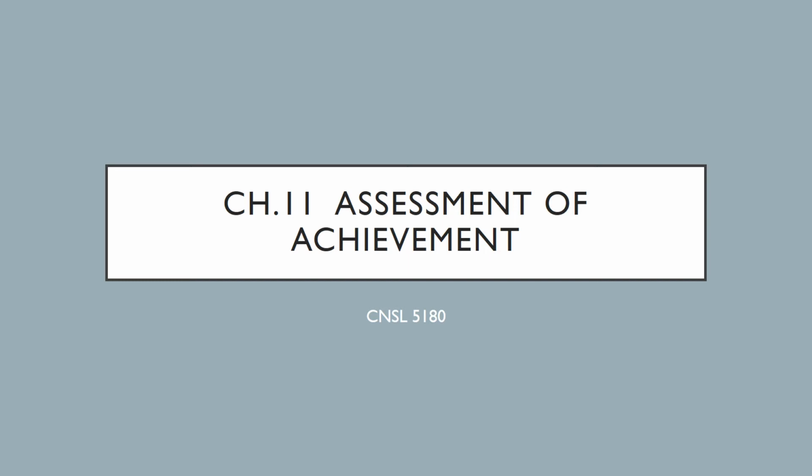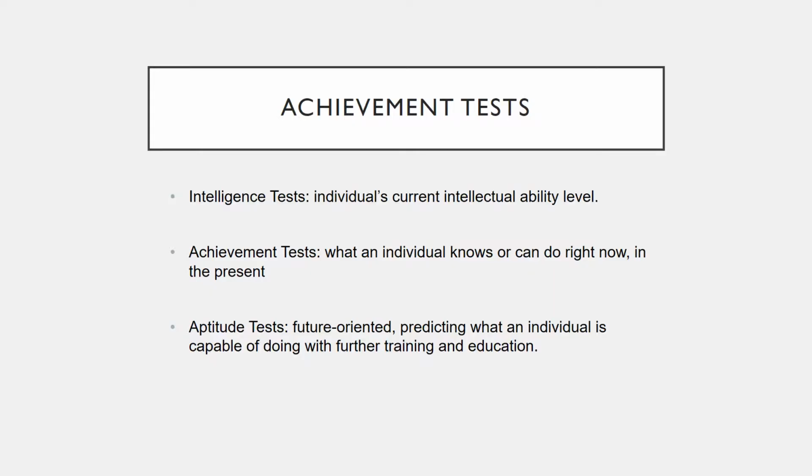So, having talked about intelligence testing in Chapter 10, we will talk about achievement testing in Chapter 11. As a reminder from the previous chapter, intelligence tests are designed to look at an individual's current intellectual ability level. Achievement tests want to know what an individual is able to do right now in the present, so it's meant to capture a level of proficiency in some sort of area right now.